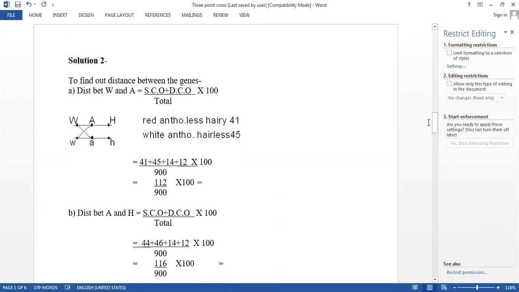Solution number 2. To find out the distance between any two genes, the formula is single crossover types plus double crossover types upon total into 100. I repeat, single crossover types plus double crossover types upon total into 100. This will give you the percentage of crossing over between two genes, and the percentage of crossing over between the two genes equals the distance between the two genes.